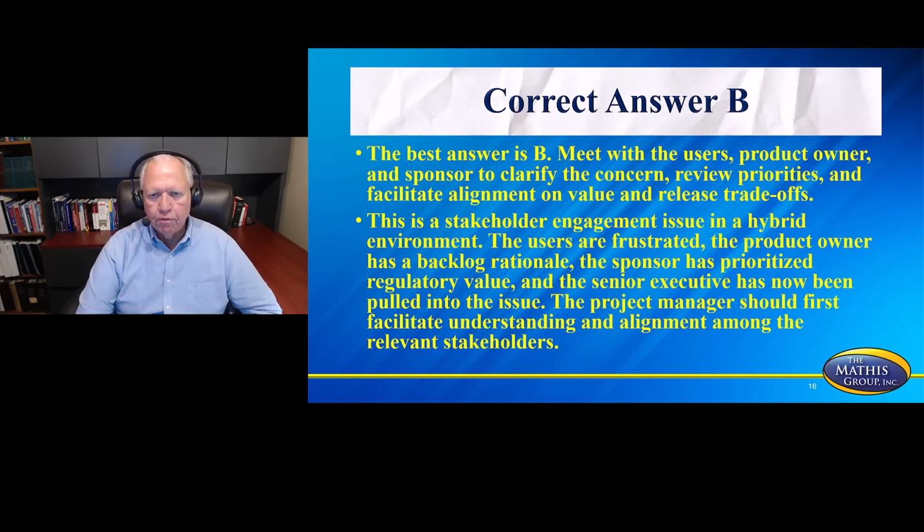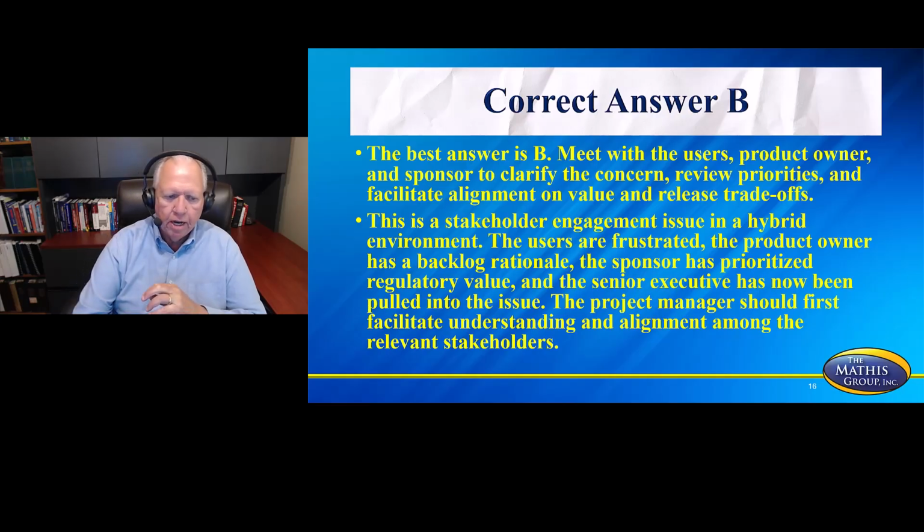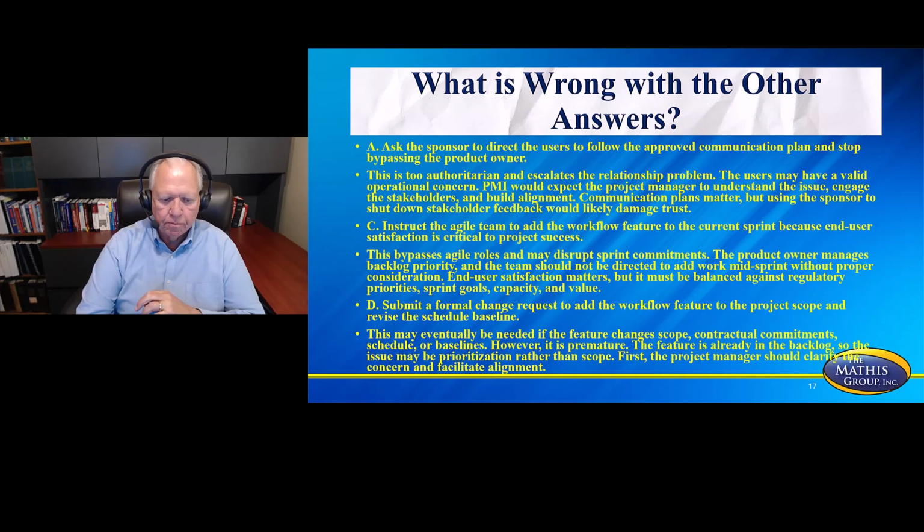So your best answer for this is B, meet with the users, product owner, and sponsor to clarify the concern, review priorities, and facilitate alignment on value and release trade-offs. This is a stakeholder engagement issue in a hybrid environment. The users are frustrated, the product owner has a backlog rationale, the sponsor has prioritized regulatory value, and the senior executive has now been pulled into the issue. The project manager should first facilitate understanding and alignment among relevant stakeholders.